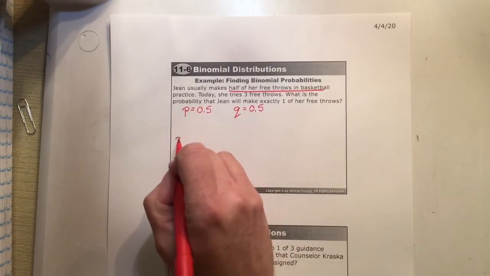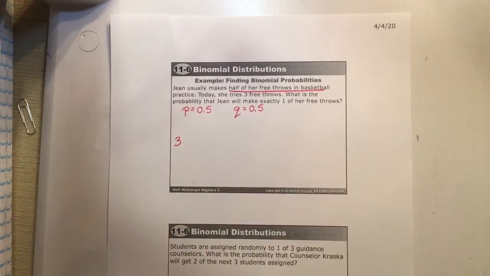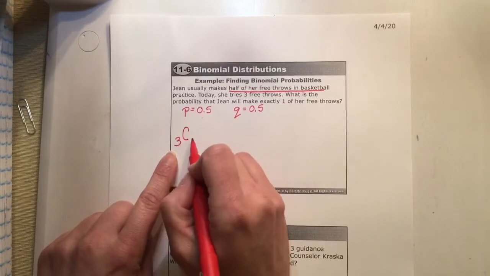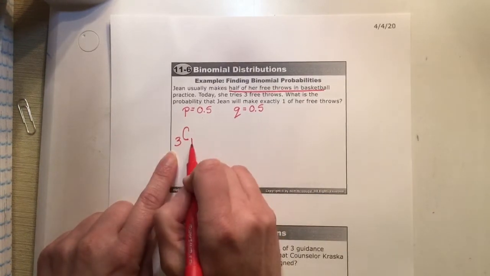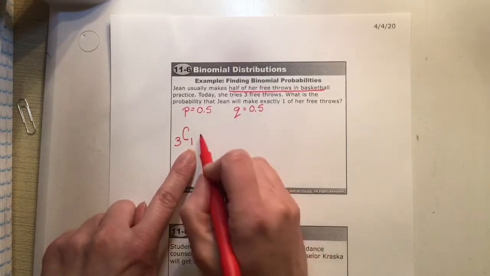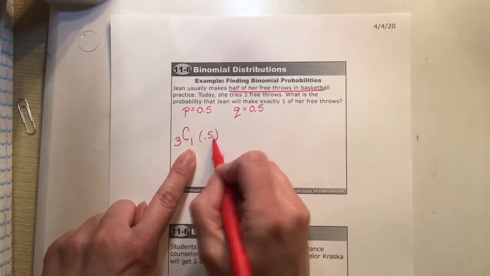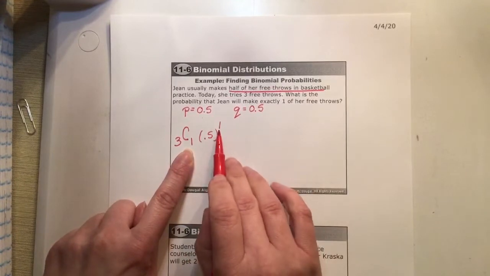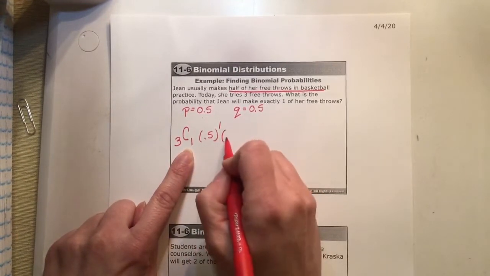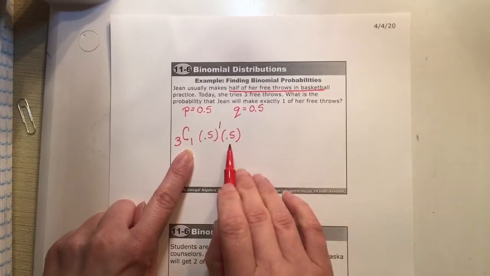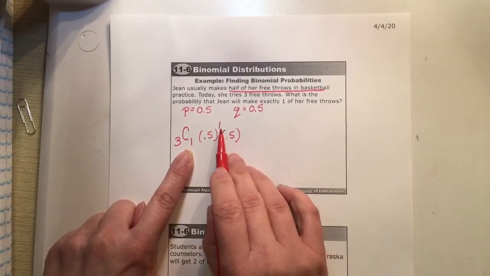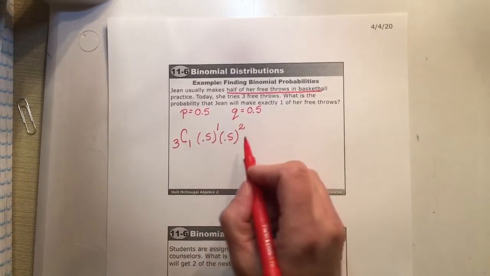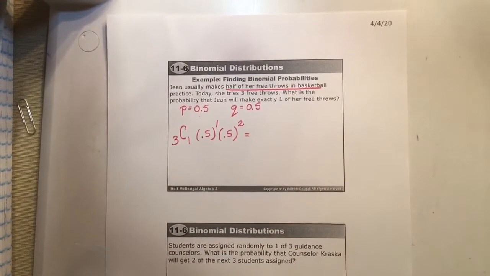So that helps us with our combination. We have 3, that's how many free throws she's going to take. We want to know the chance of her making exactly 1. Her success rate is 0.5. We want her to be successful on 1 of those free throws. Her failure probability is 0.5. If she makes 1 of the free throws, that means she failed at 2 of them. Now we have to calculate these things.